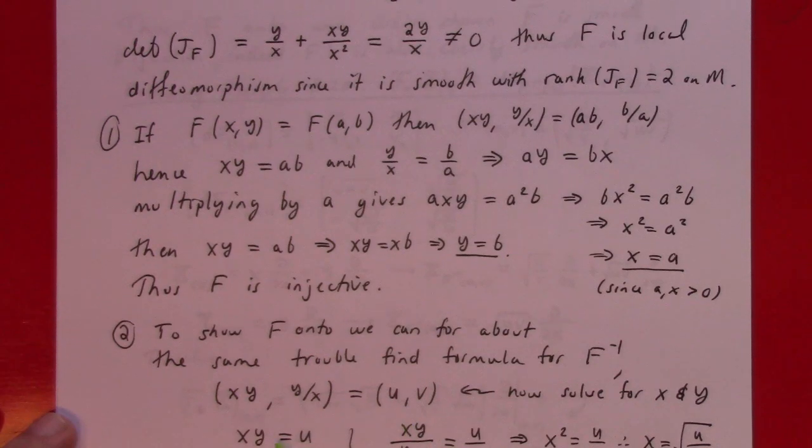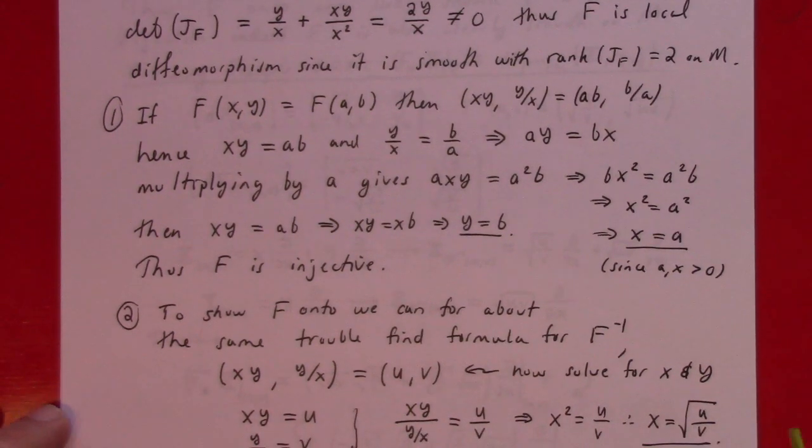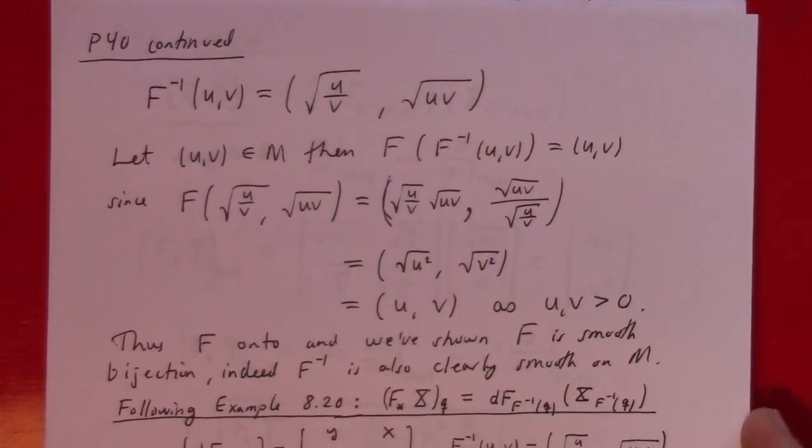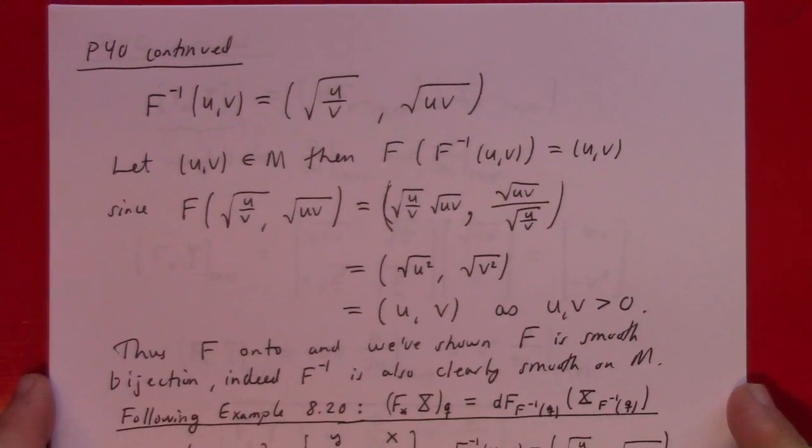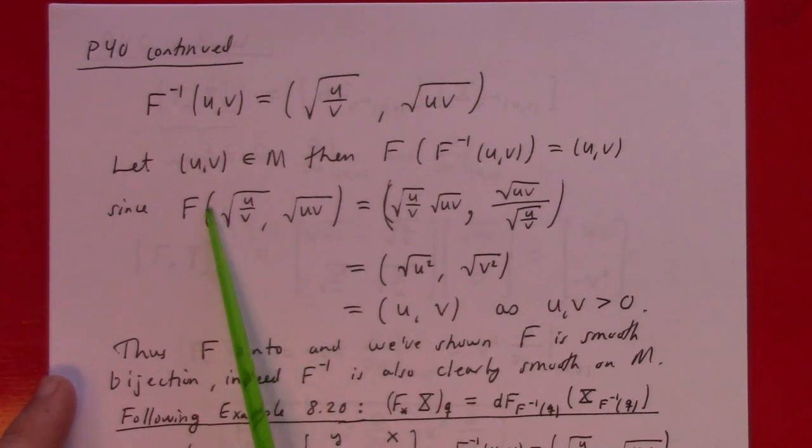So solve that for x and y, and I do that, I get x equals that, y equals that. So my inverse map is such, and as such, you can easily prove onto.